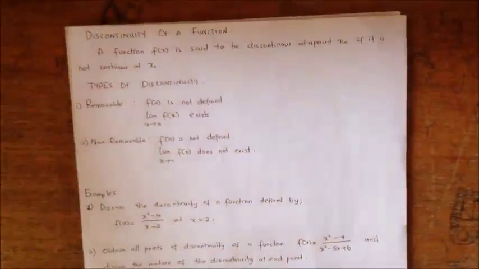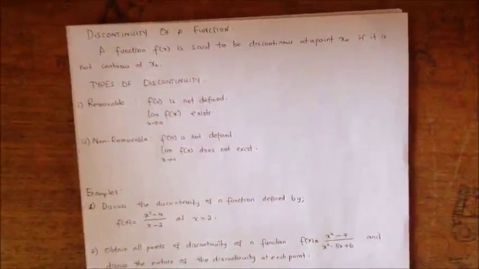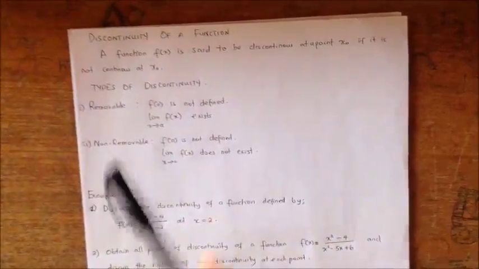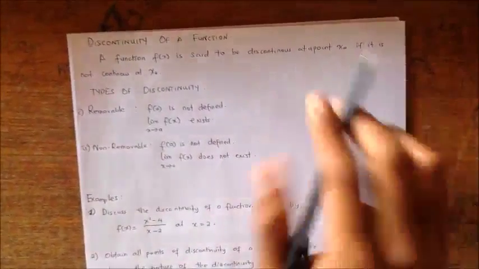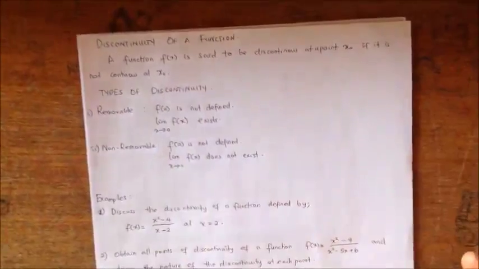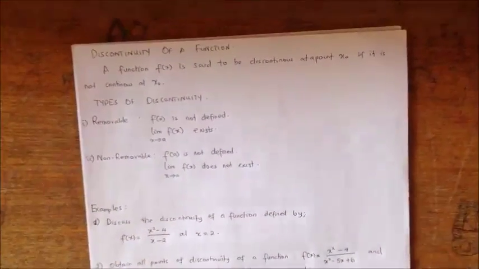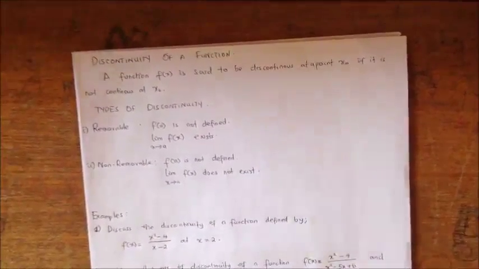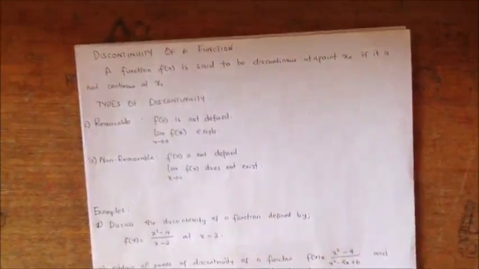We've discussed continuity. So this is the antithesis of continuity. This is discontinuity. A function f of x is said to be discontinuous at a point x naught if it is not continuous at that point. It's just quite simply the opposite. If it is not continuous, then it is discontinuous. That is just logical. You can understand that straightforward. So we have two types of discontinuity.